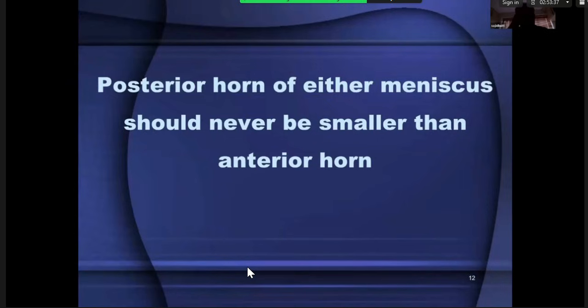One of the important things to remember is that the posterior horn of either meniscus, medial or lateral, should never be smaller than the anterior horn. We know that in the case of the lateral meniscus, the anterior and posterior horns are of equal sizes, whereas in the case of the medial meniscus, the posterior horn is larger than the anterior horn. In neither of the two menisci is the posterior horn smaller than the anterior horn. If that's the case, that's abnormal. So that's an important point to remember.